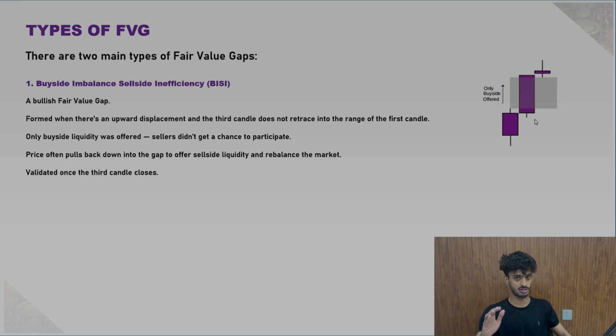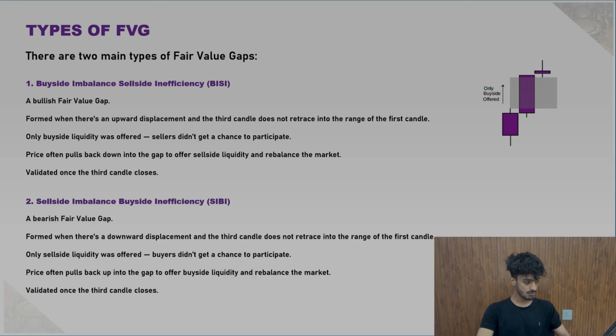I'm going to give you the examples later, don't worry. It is validated once the third candle closes. Now we have the three candlestick pattern. If we are waiting for the third candle to close, then there is not going to be the fair value gap, maybe, that we can overlap before closing that candle. So we have to wait for the third candle.